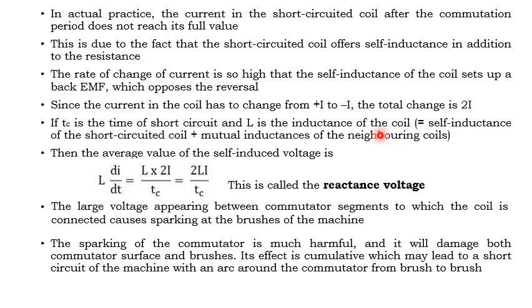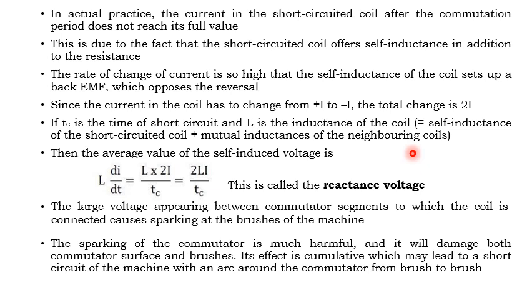The inductance of the coil is the combination of both the self-inductance of the short-circuited coil and the mutual inductance of the neighboring coil. You know both the terms, self-inductance and mutual inductance. Self-inductance means the inductance of the short-circuited coil itself. And mutual inductance of the neighboring coil means the short-circuited coil with its neighboring coil, so it is the mutual inductance. So that is called the mutual inductance of the neighboring coils.